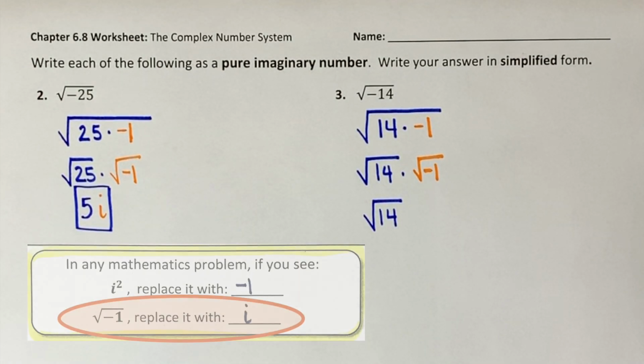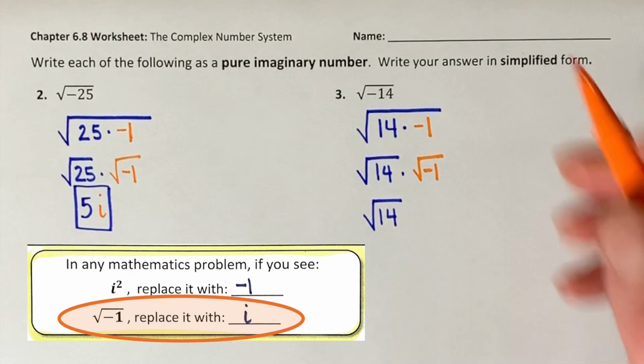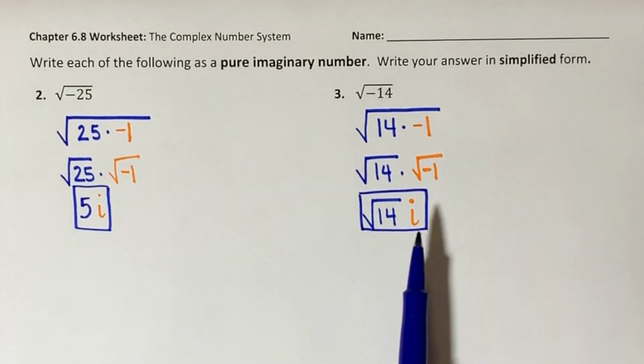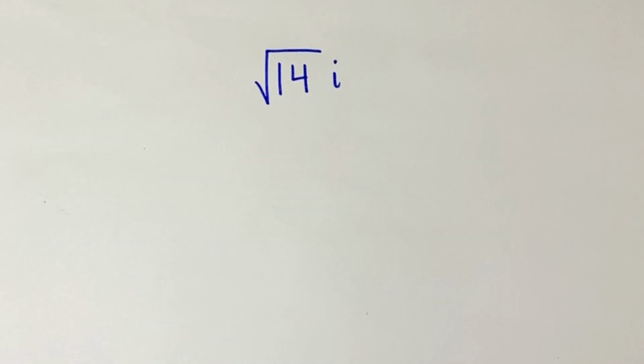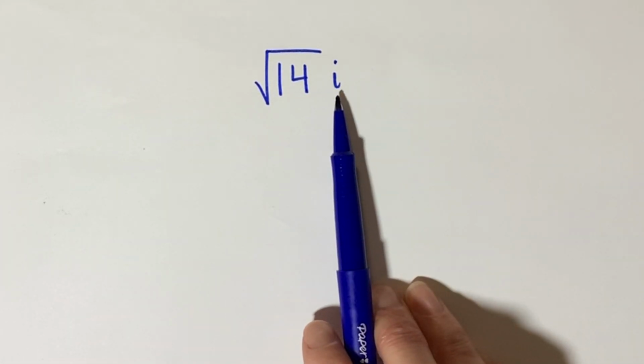There are no perfect squares that multiply into 14, so we'll leave this as the square root of 14. Anytime in any mathematics problem, if we see the square root of negative 1, we replace it with i. So we'll replace the square root of negative 1 with i. And I just want to talk about the way we write this final answer. When you write your final answer, if you're dealing with a pure imaginary number, standard form says put the coefficient first and then put the i last. So this is considered standard form.